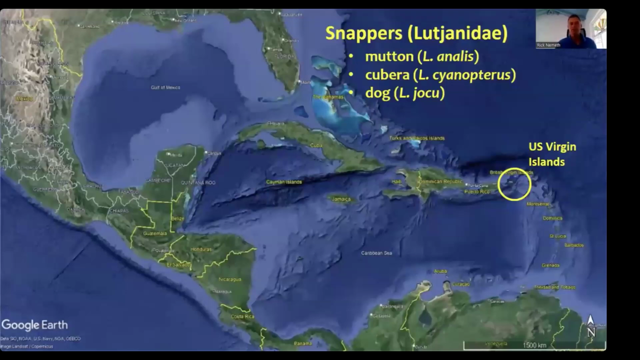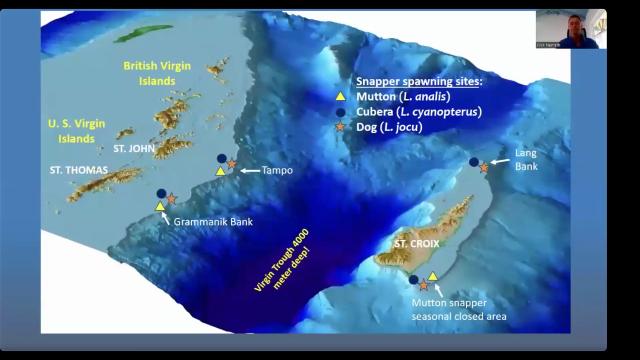Today, I'll focus on research that has been done on 3 species of snapper in the U.S. Virgin Islands: mutton, cubera, and dog snapper.